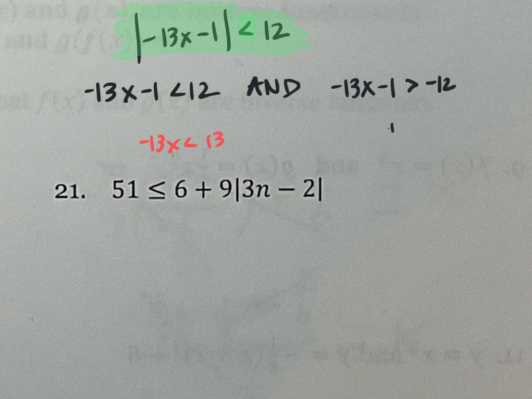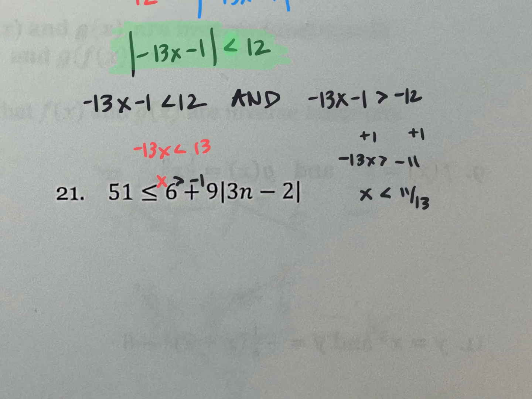Okay, I'm going to add 1 over here. When I do that, I get negative 13x is greater than negative 11, question mark? Great. When I divide by negative 13, what does that sign do? Flips again, so much flipping in here. And I'm just going to leave it as 11/13. We said this was an and.